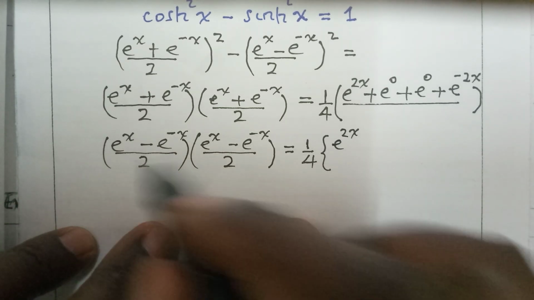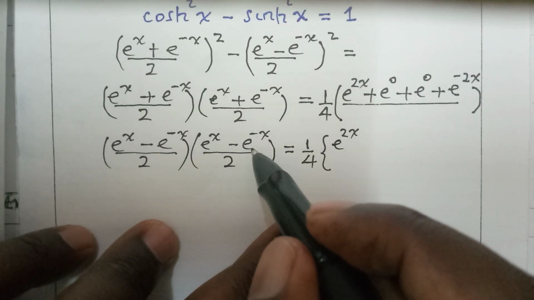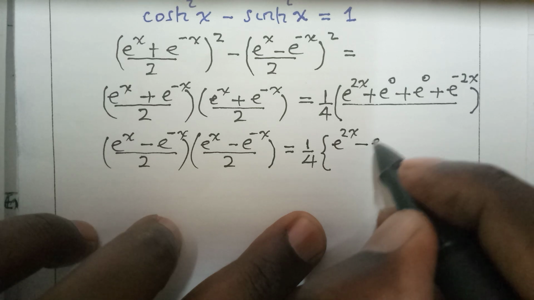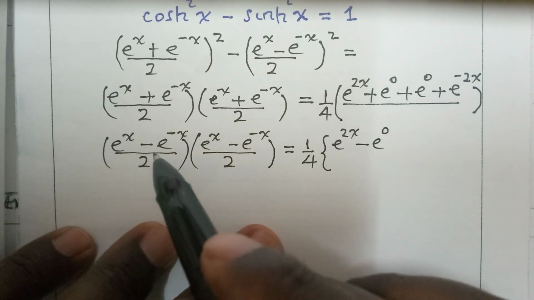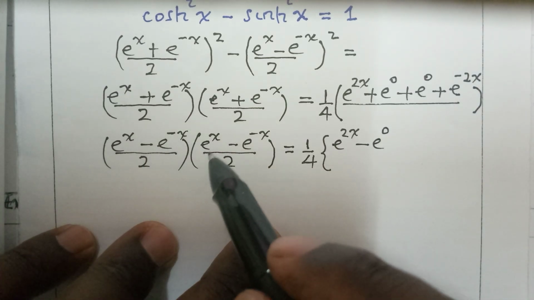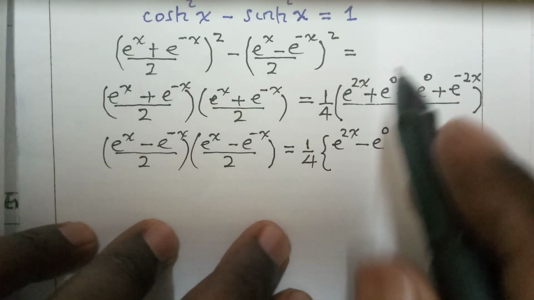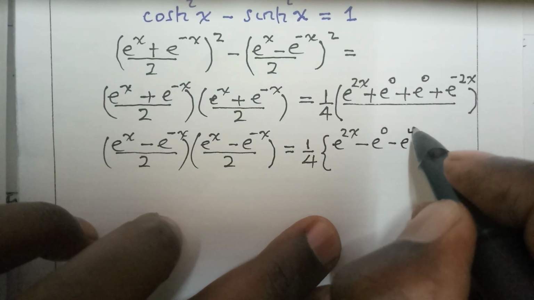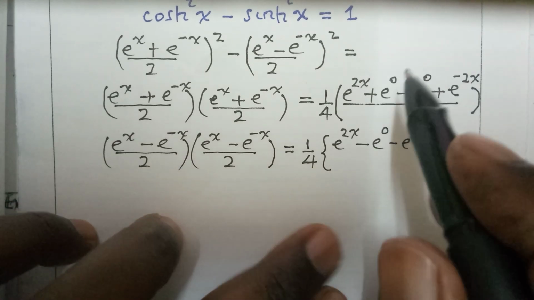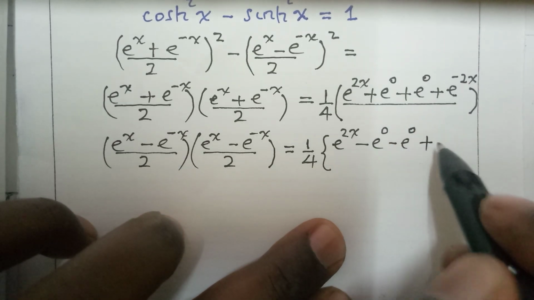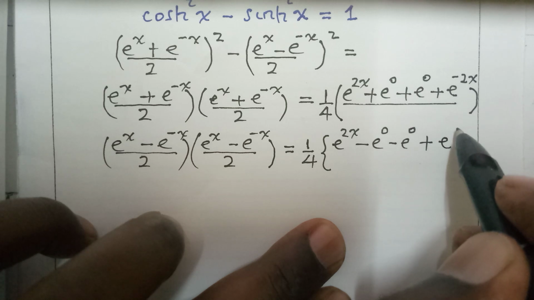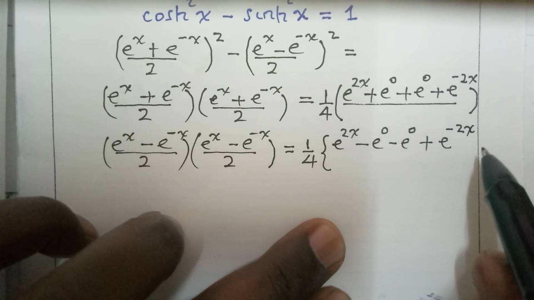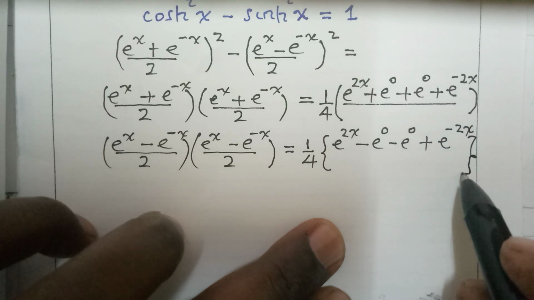Then e raised to x multiplied by e raised to negative x. That will be minus e raised to 0. And the other one, e raised to negative x multiplied by e raised to x. There is a minus there. So this one will be minus e raised to 0. And finally, we have plus e raised to negative 2x like that. Can put the bracket there.